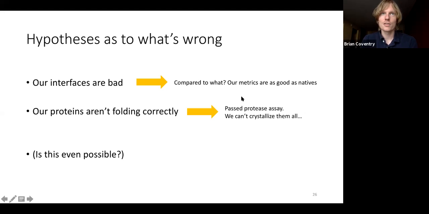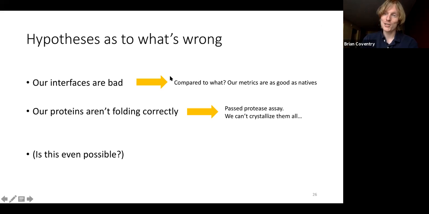So they're all folding into something that's protease resistant. That's what I'll say about protease assay. And the thing is, you can't crystallize all your scaffolds. I mean, I've asked for this, but you can't crystallize 100 proteins, and even if you did, 100's a small fraction of what we have.